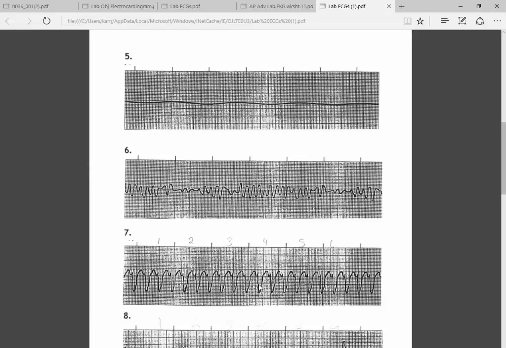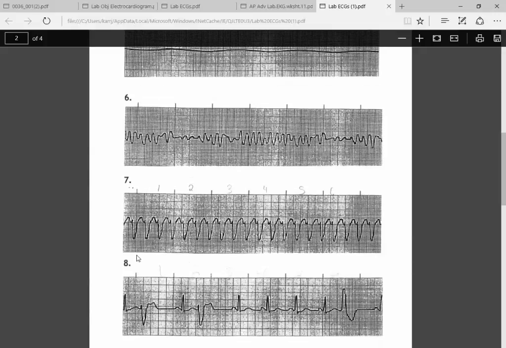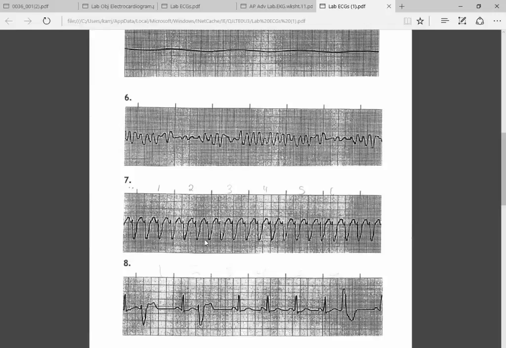Number seven, regular or irregular? Regular. What did you get for a rate? 180. Depending on the method, maybe you got 175, but yeah, 175 to 180. And what is the rhythm here? Yep, VTAC or ventricular tachycardia. Yes, because depending on the lead, you can sometimes have waves that go up or down regardless. You're just looking at the deflection from the baseline.